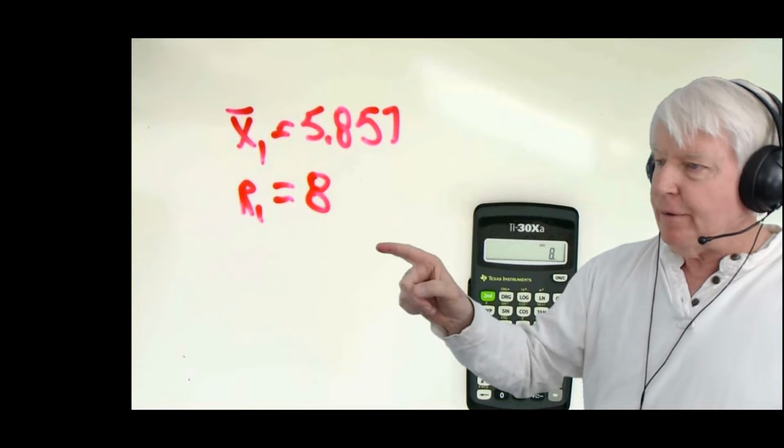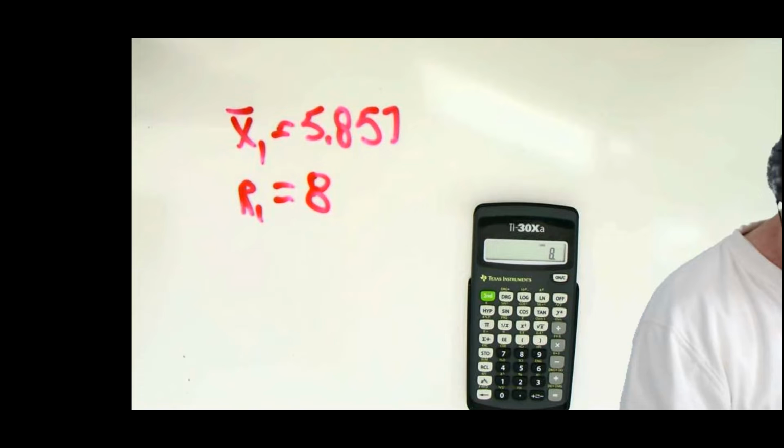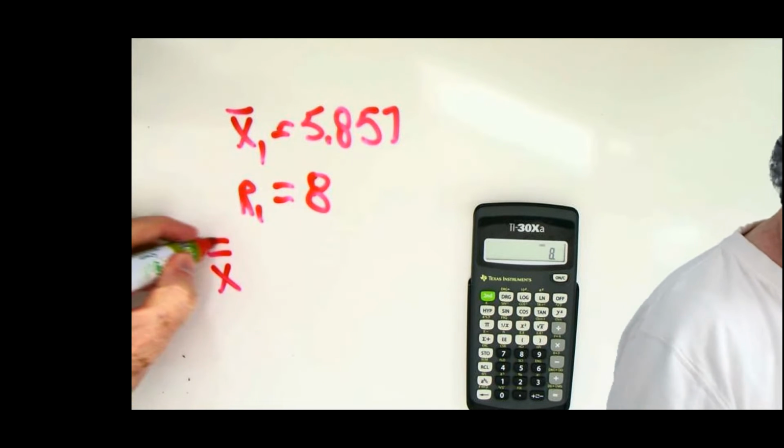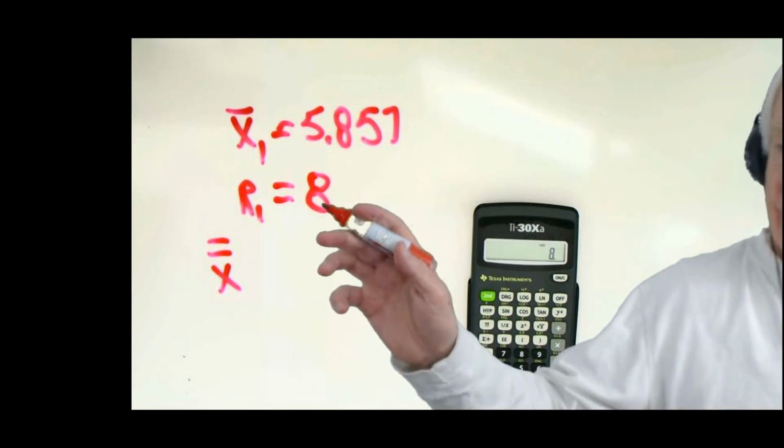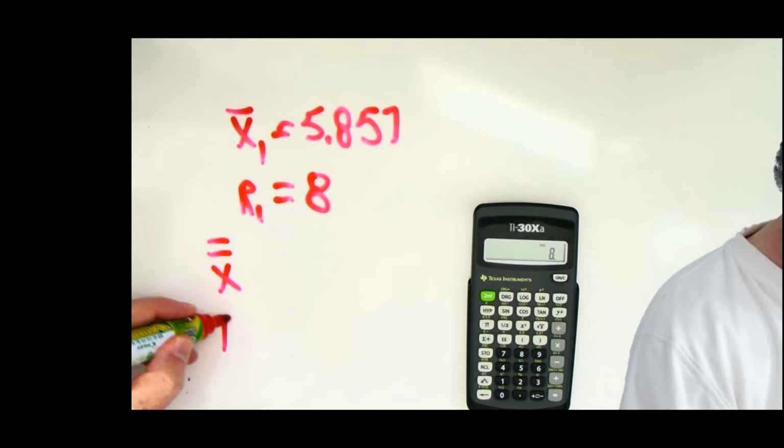Then you take the average of the averages, which will give you X double bar, correct? Yes, sir. And then you'll calculate the average of all the ranges, which will give you R bar.